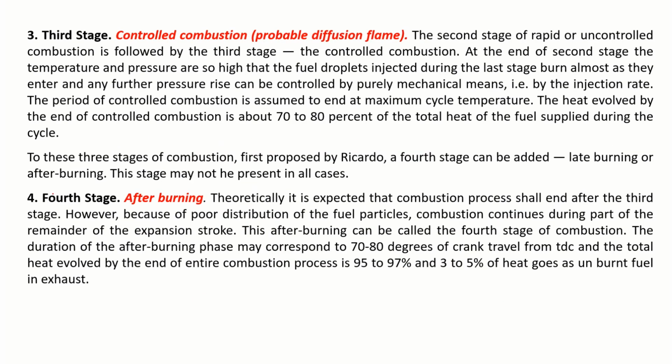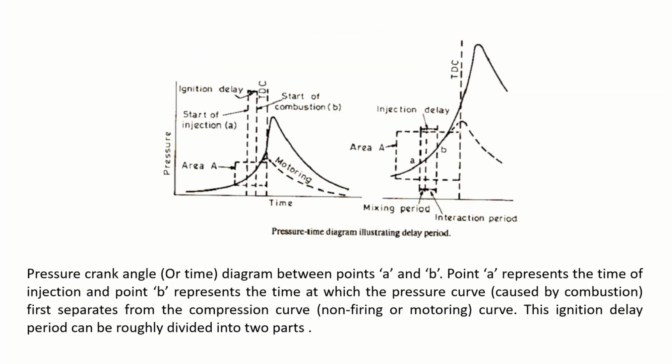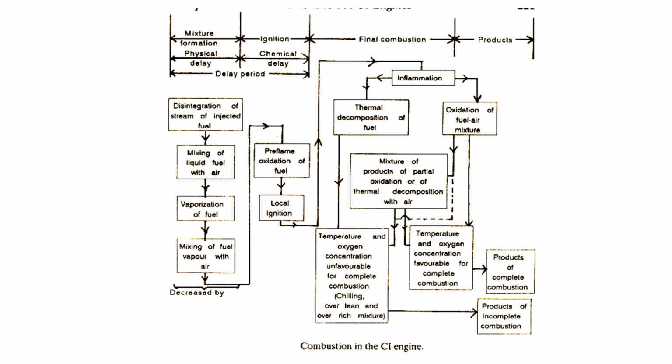Okay, so that's what the stages are. So we need to reduce the delay. If you want to start explaining the delay, there is physical delay and chemical delay. Physical delay is about atomization, vaporization, mixing, forming a proper mixture. Then attaining ignition temperature is what we call chemical delay.